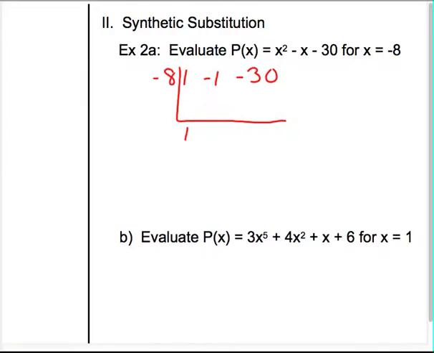Bring down the 1, times negative 8, plus negative 1, times negative 8, minus 30 is 42, and this right here is the answer. So that's the same thing as if I substituted negative 8 into my p of x function.